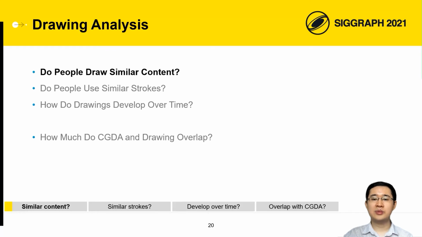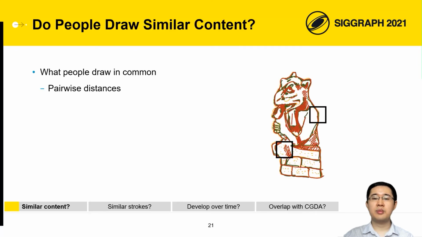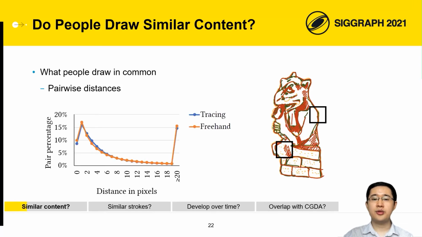We start our analysis by exploring whether people trace and draw similar content using rasterized drawings. We computed pairwise distances to understand what people draw in common. For each pixel in a drawing, we recorded its closest distance to any pixel in other drawings. In both tracing and freehand, over half of the distances are within 4 pixels. This corresponds to commonly drawn content such as contours. About 15% of the distances are 20 pixels or more, which represents strokes distinct from each other.